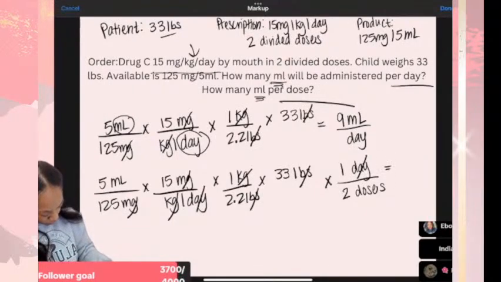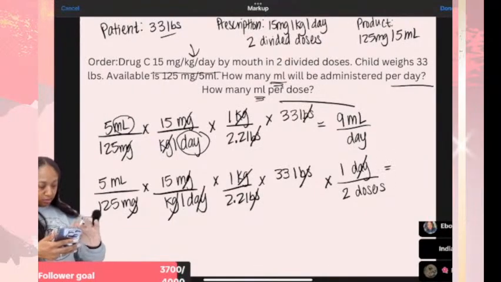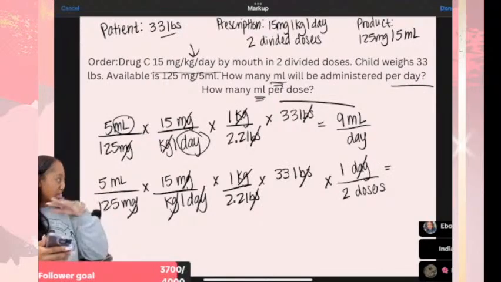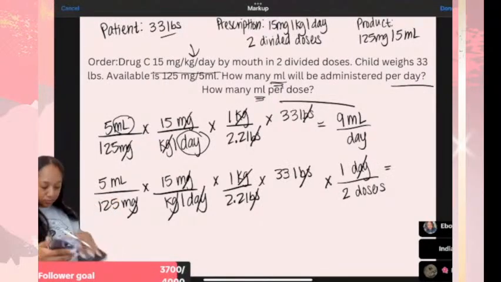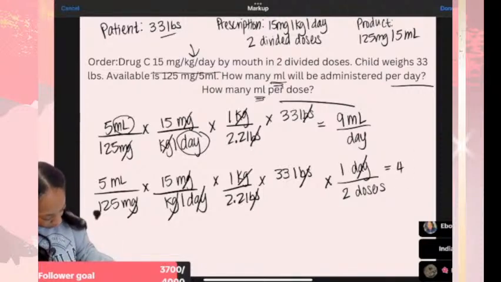Okay? So you do it the same way with the multiplying of the top and the bottom. And divide. So 5 times 15 times 33 divided by 125 divided by 2.2 divided by 2. So that's going to be 4.5 milliliters per dose.